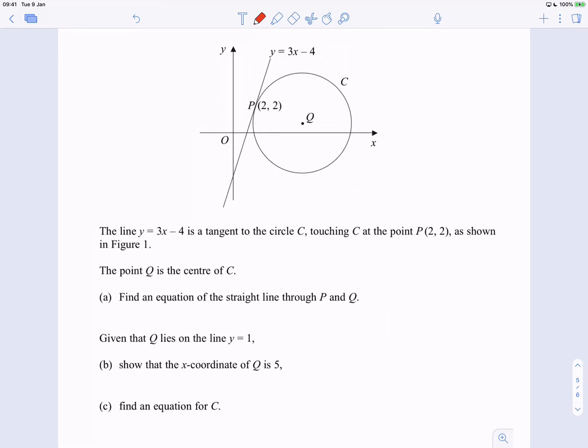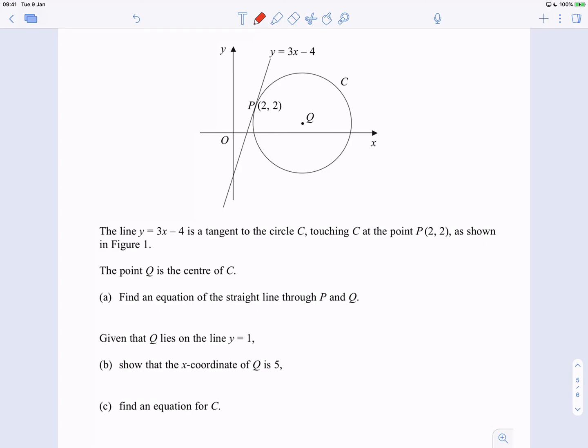Okay, same deal, pause the video, give it a whirl, nice little problem solver, draw sketches, even if there's a sketch there. It's always good to draw your own sketch. Right. Okay, let's do this then.